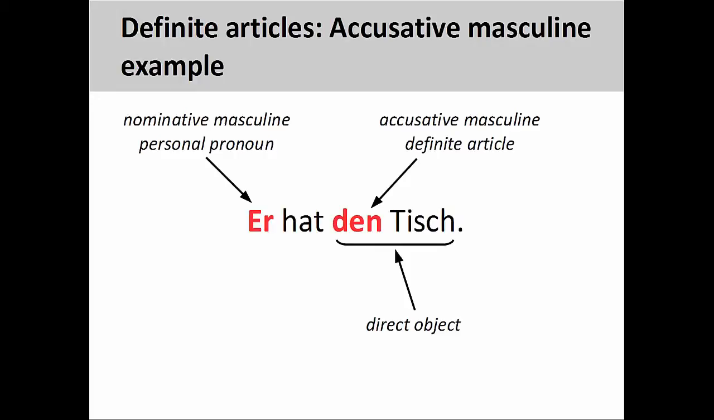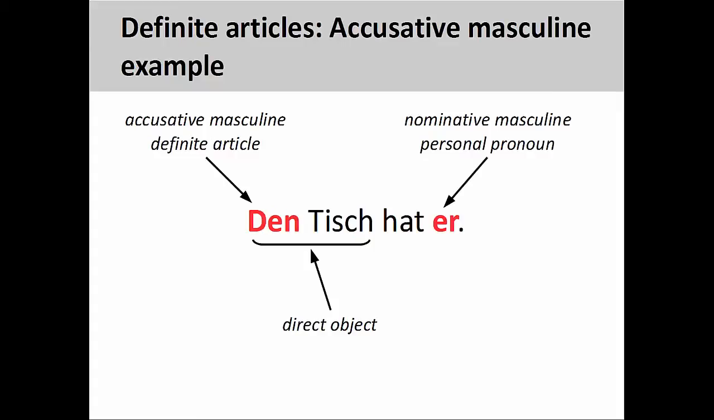This all changes, however, if we add the masculine personal pronoun to the sentence. This personal pronoun, since it is in the nominative case, must be the subject of the sentence. Accordingly, the masculine definite article den indicates that the following noun is in the accusative case and receives the action being performed by the subject. In other words, the noun Tisch receives the action of being had or possessed by the subject of the sentence. Hat den Tisch. He has the table.